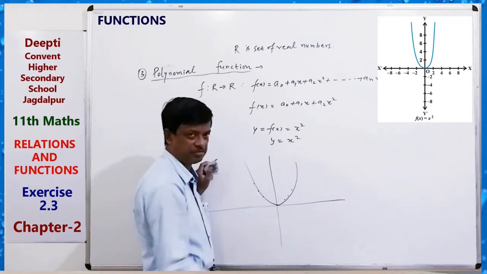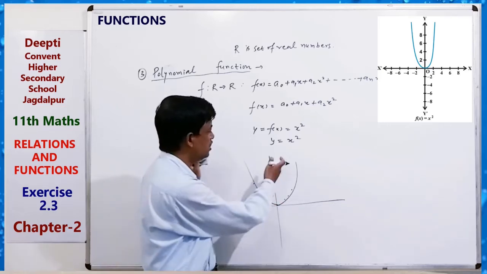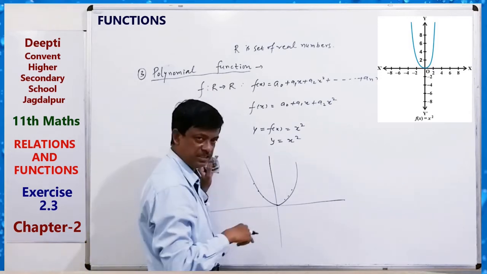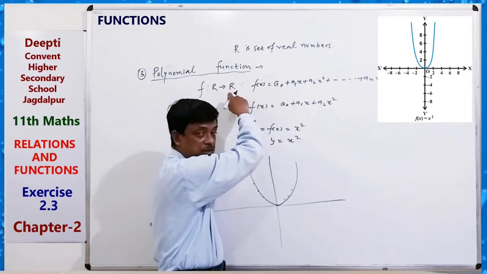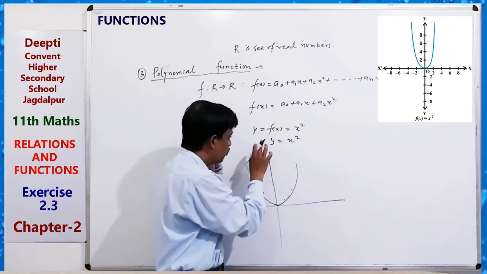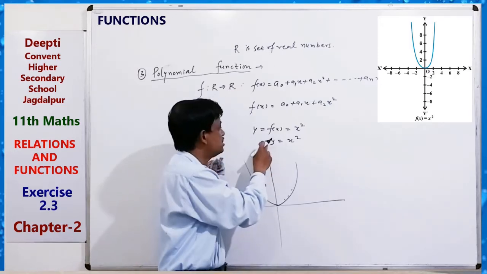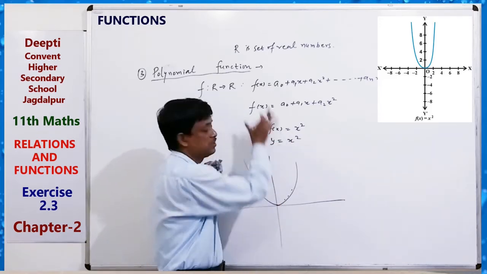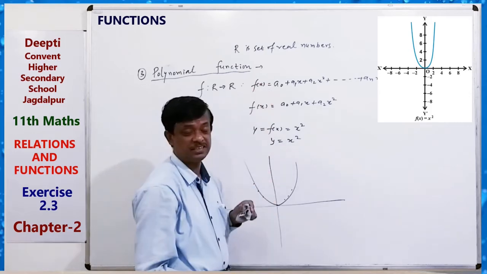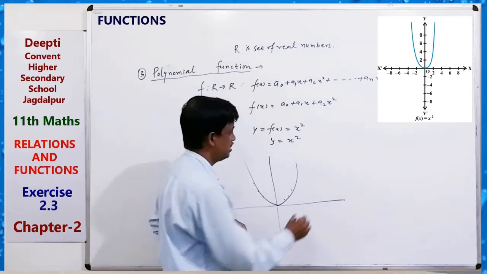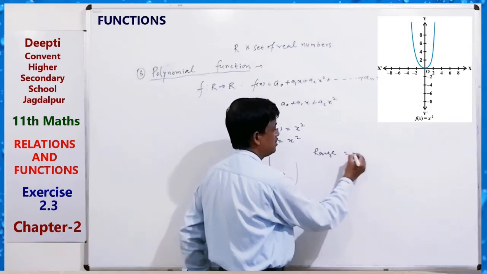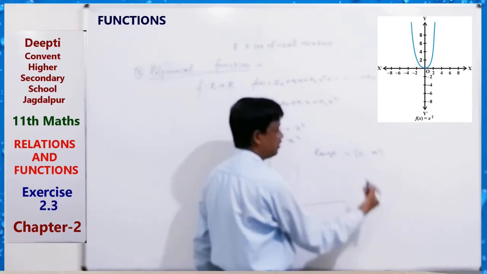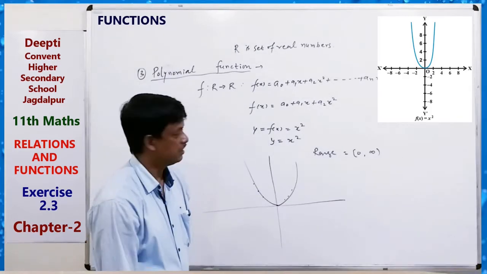Here it is very clear that its domain is the whole real line. The codomain is the set of real numbers, but the range is the value of y. We see that the value of y is x square, which means always a positive value, so the graph is in the upper side. That is, the range is the non-negative real numbers. Range equals 0 to infinity. Clear?